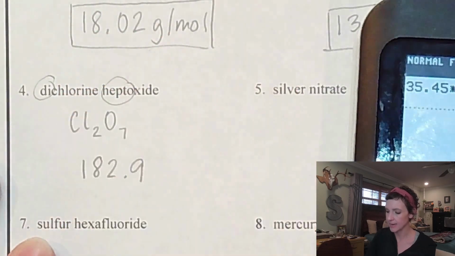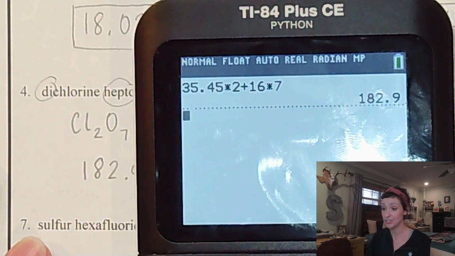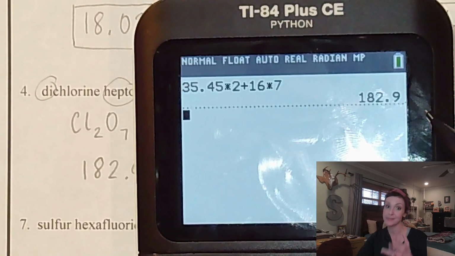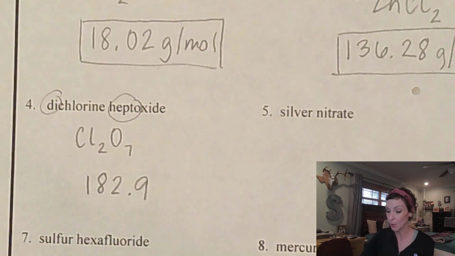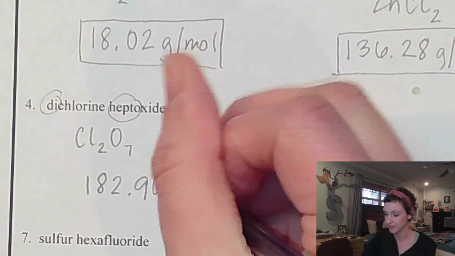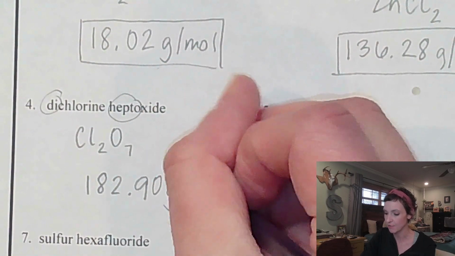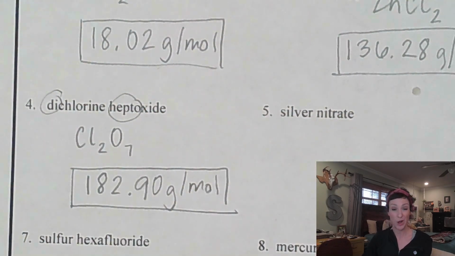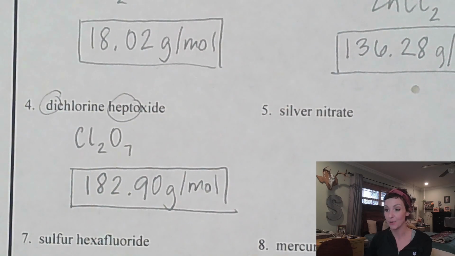182.9. Now specifically, my calculator just chopped off at the tens place, because if I were to carry it out to the hundredths place, it would be a 0. But our molar masses are always to the hundredths place, so please write that 0 following that 0.9. Cool. So that's how much 1 mole of dichlorine heptoxide weighs.